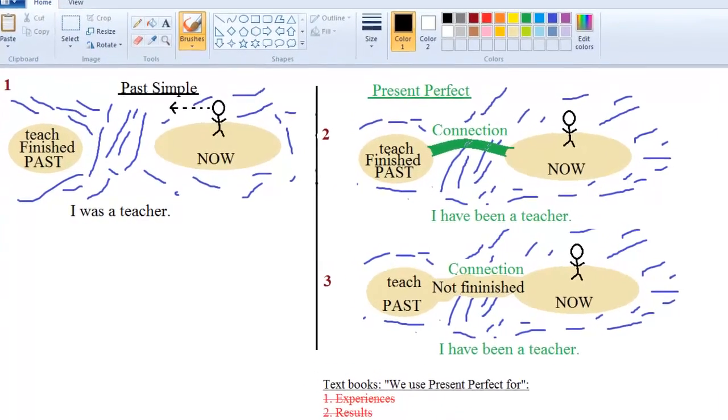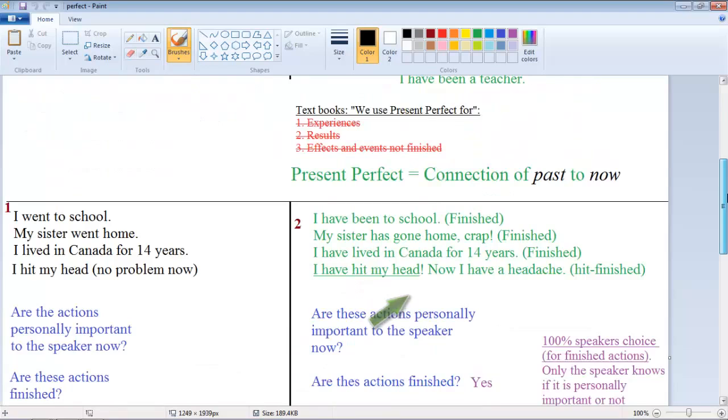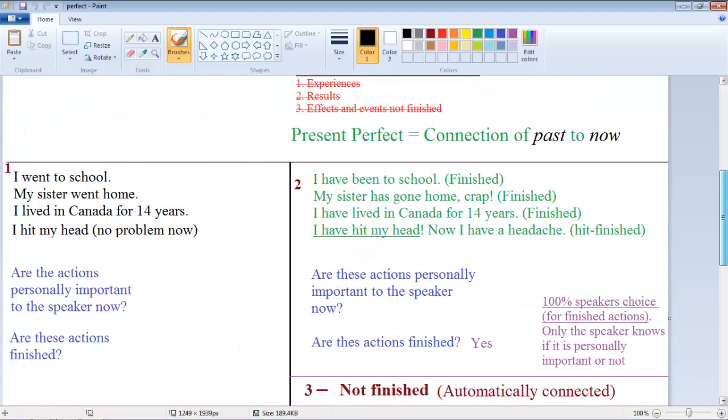So here you see that if an action is finished in the past, you always have a choice: past simple or present perfect. But if an action is not finished, then you have no choice because the island is automatically connected to you, or the action is automatically connected to you when you look into the past. Okay, so let's look at section 1.